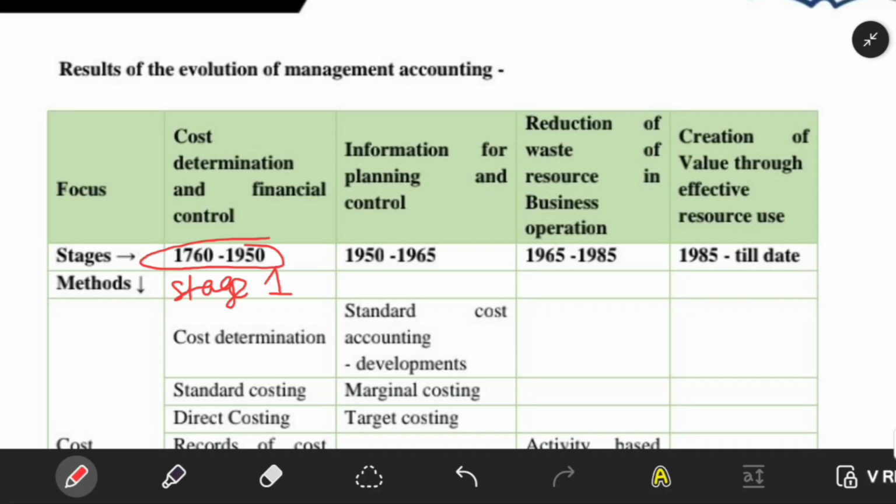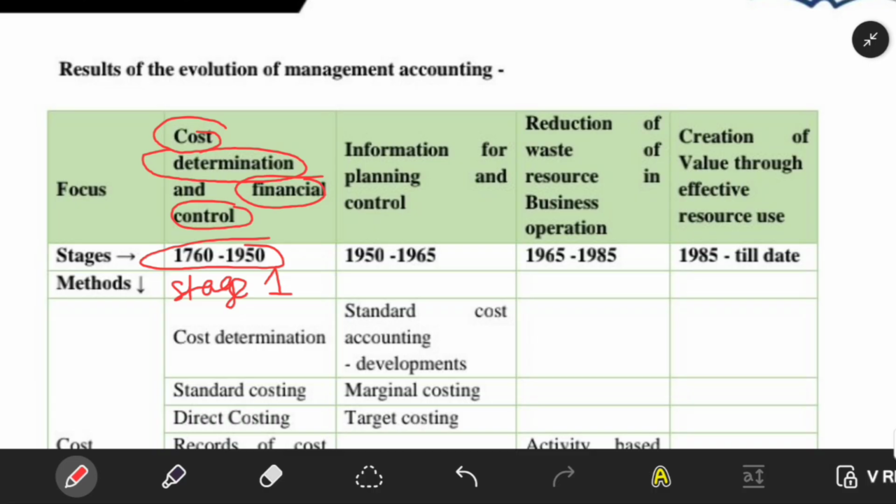was mainly used for what? For cost determination and financial control. Business focused on knowing how much it costs to produce something. So the first stage was 1760 to 1950, and the main focus was on determining the cost. Accounting was mainly used for determining the cost and financial control.